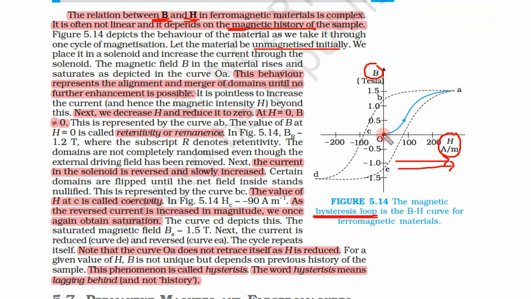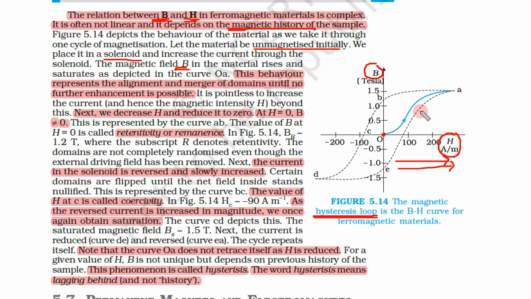Let us see. We start with this point and increase the field intensity, that means the current in the solenoid. We have taken a material and placed it in a solenoid and increased the current. The current is increasing and the material is inside the solenoid. The magnetic field B, which is the total magnetic field, is the field already inside the solenoid plus the field due to the material. In the material it rises, so this field is also rising and saturates, as depicted in the curve OA.